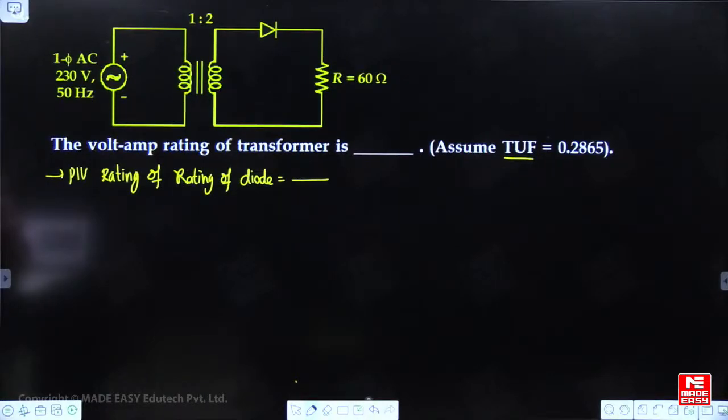Abhishek Verma, PIV is wrong. So what is the meaning of PIV rating? It is the maximum negative voltage that appears across the diode.